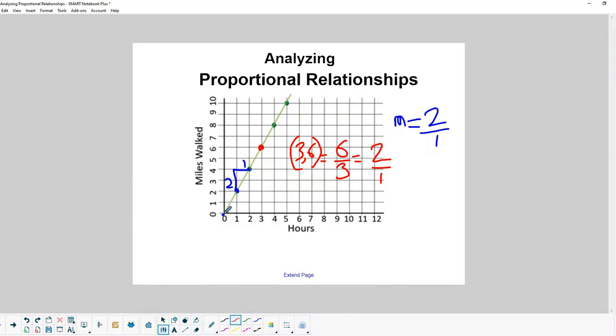Now, if the line did not pass through the origin and shifted up or down a little bit, then if we tried to make this same comparison, it wouldn't work.